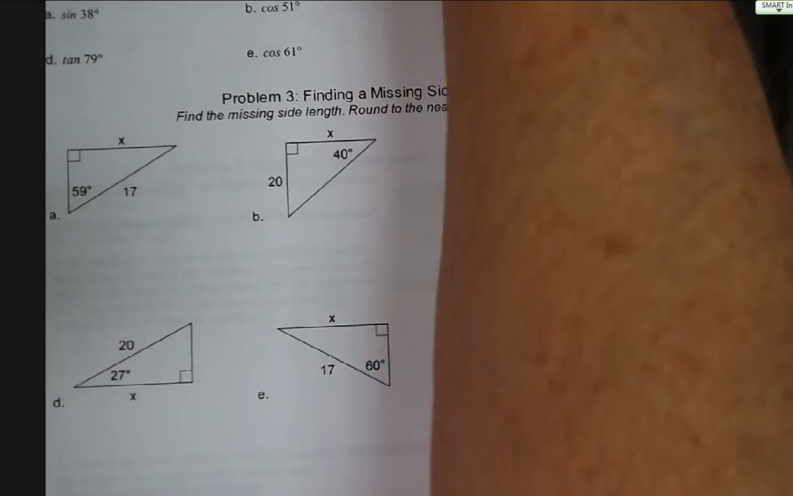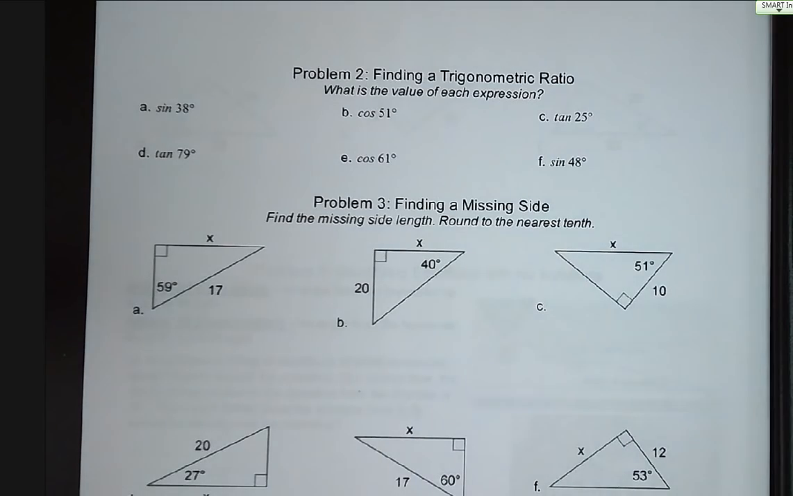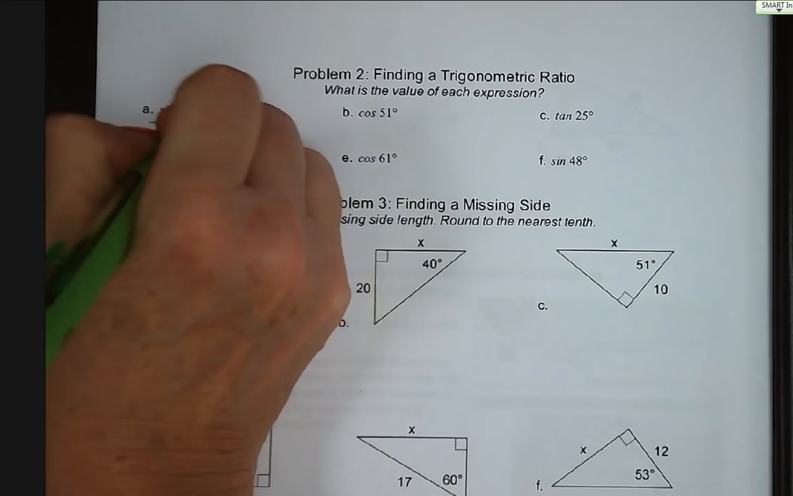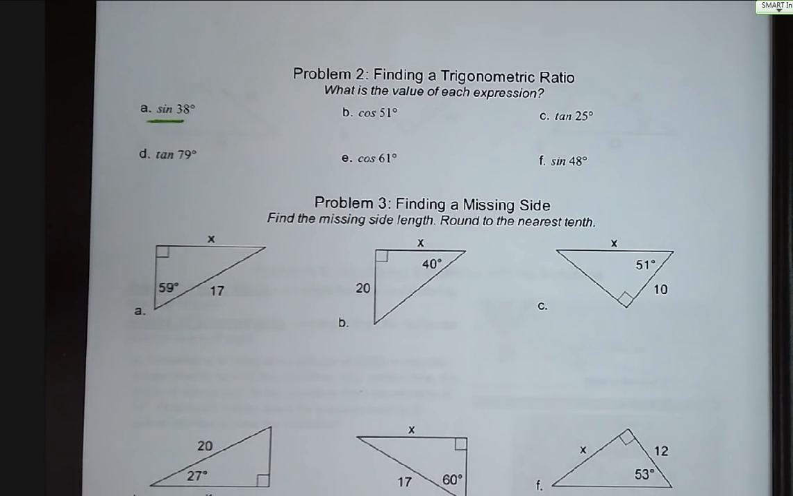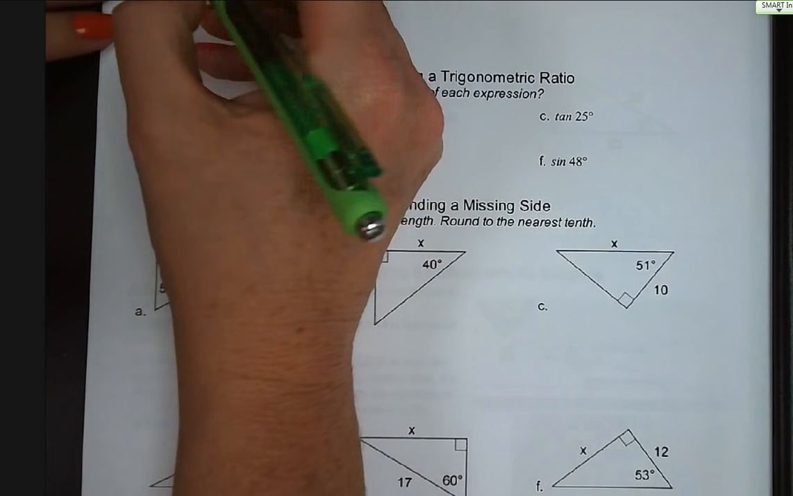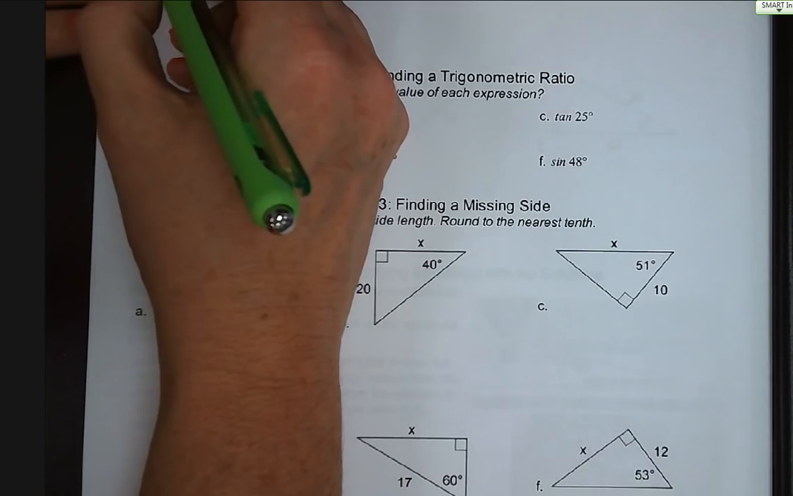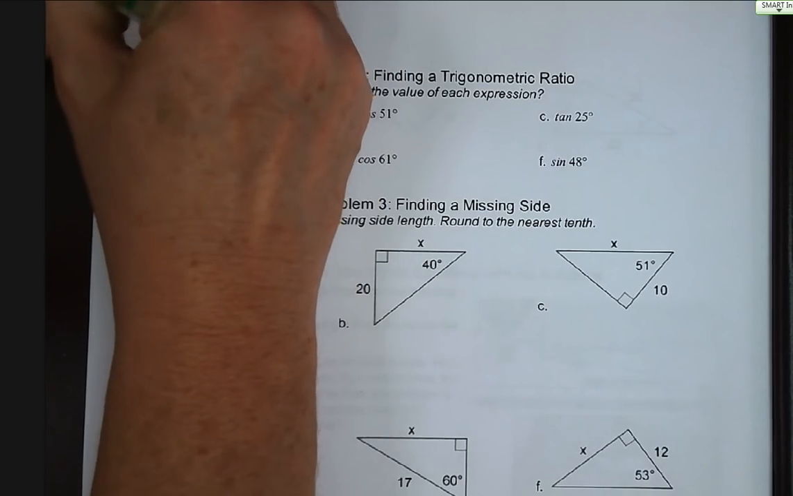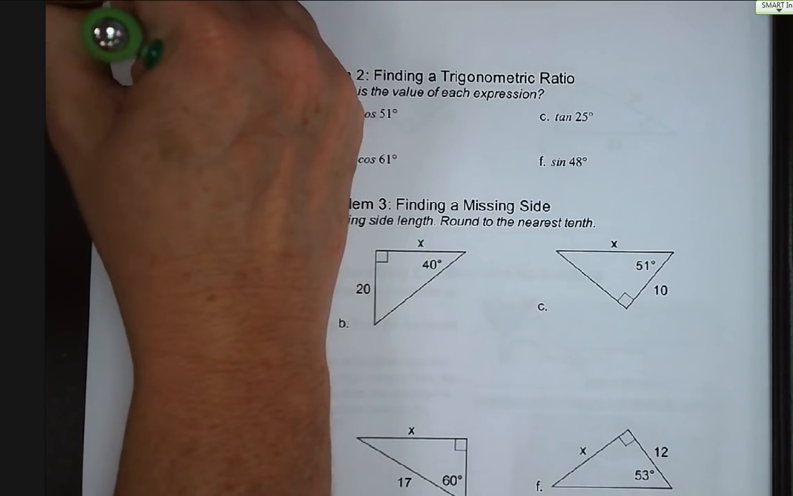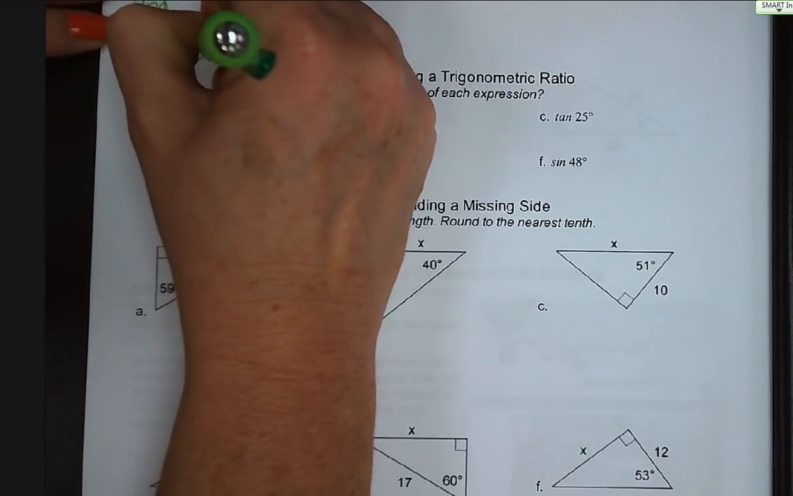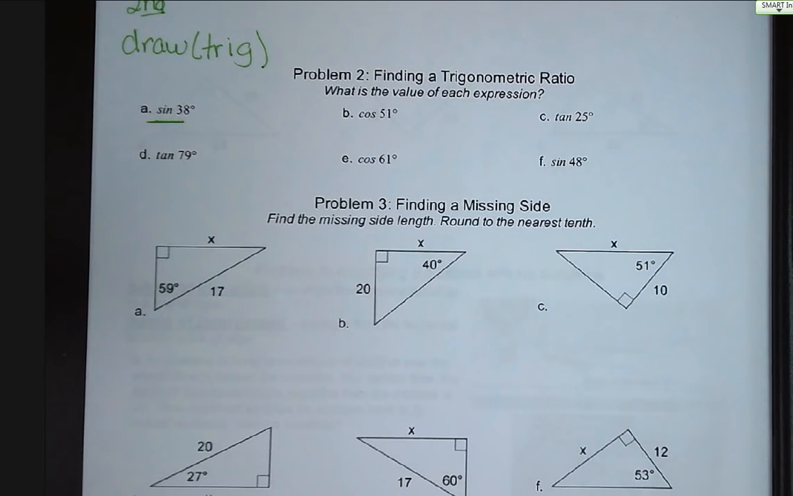Moving on to the next page. Finding a trig ratio. We want to know what is the sine of 38 degrees. So this is where we are going to use our calculators. We need to go to the trig menu. We go second, trig, or draw. And then you select which one you want to work with from there.